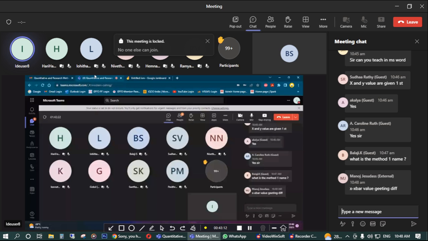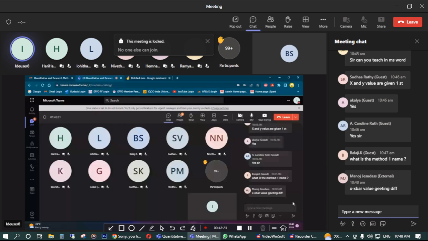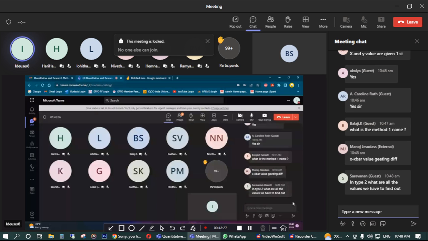So what is method 1 name? Method 1 has no name. Find out the regression equations. Find out the regression equations. That's all. X minus x bar value getting different. What are all the values we have to find out? No, Manoj, what is x minus x bar value getting different? I will unmute you. You can just tell me.